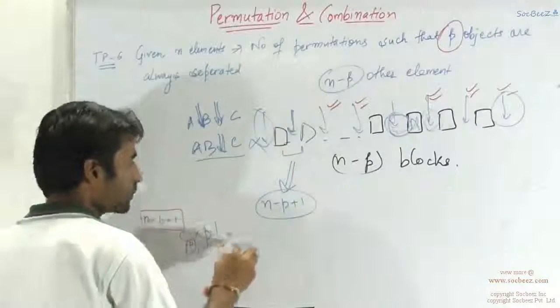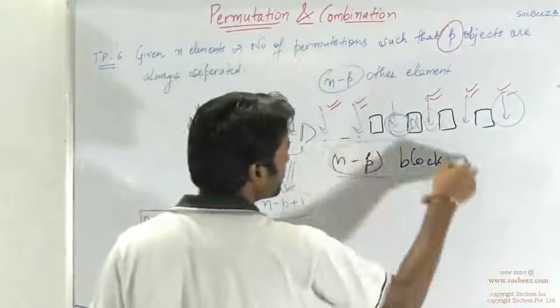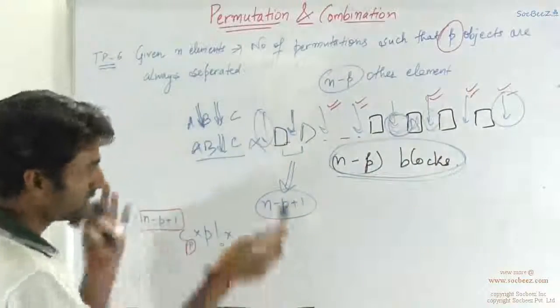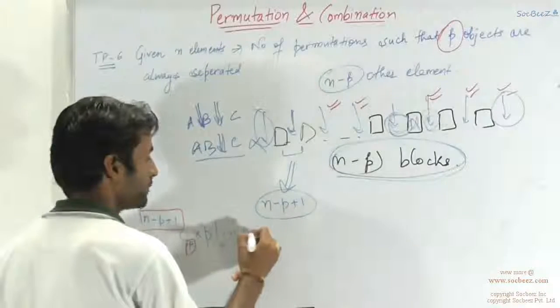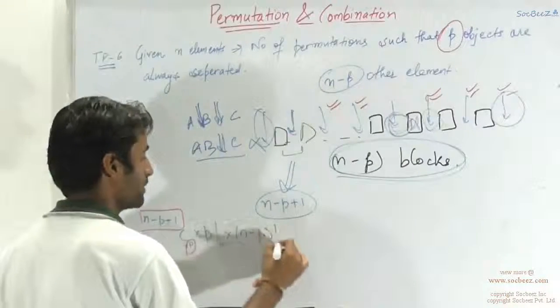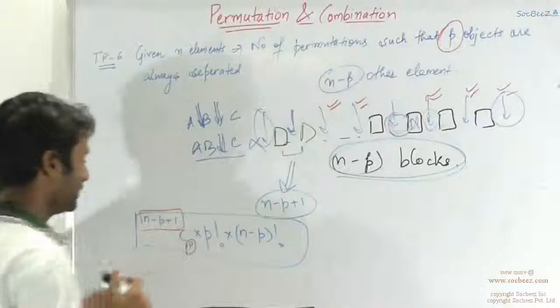Similarly, you can arrange these n minus p numbers also in these blocks, because you can change their arrangement to form new and new permutations. So this would be n minus p factorial. So this is our typical problem number 6.